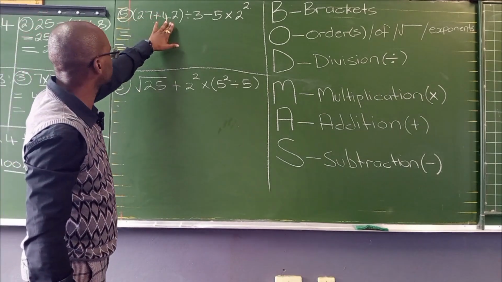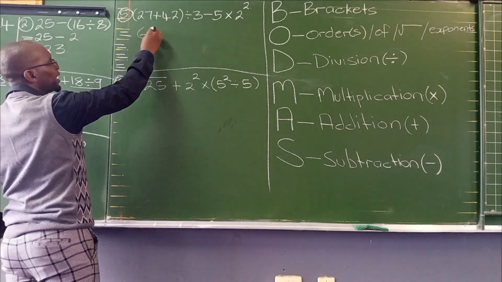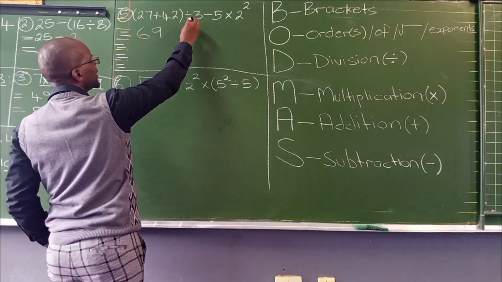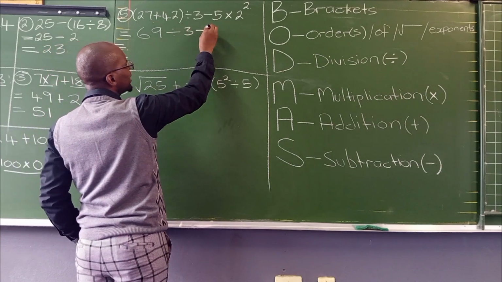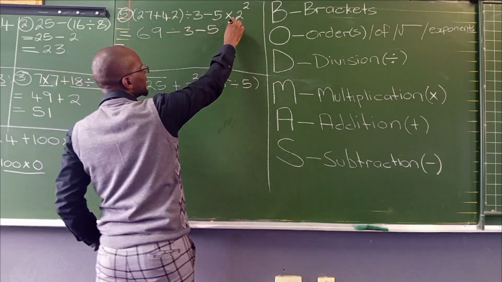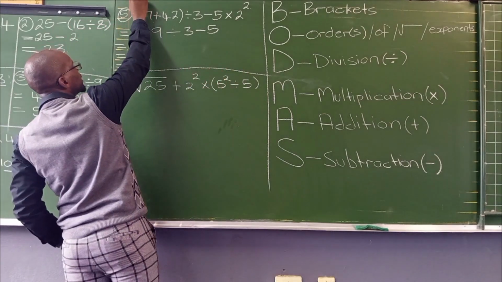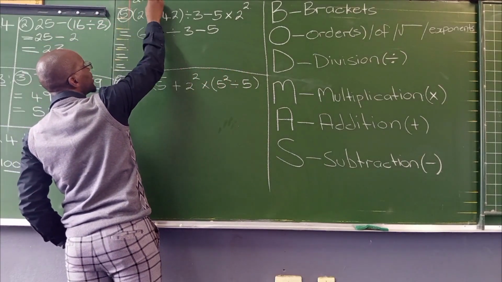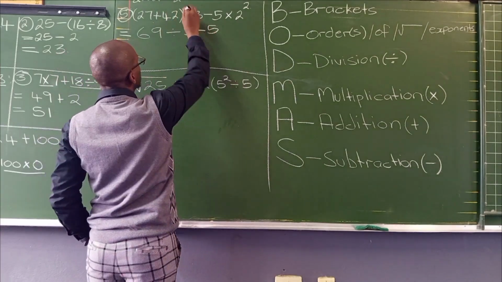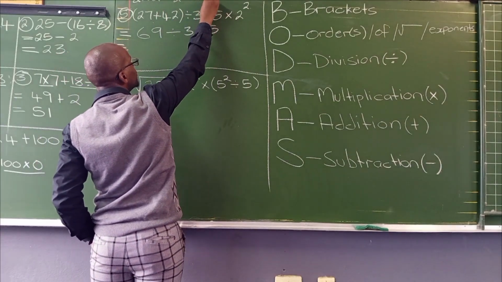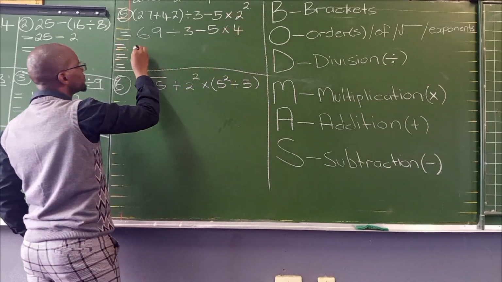So what is 27 plus 42? So we have 40, 50, 60, 67. We have 69. Divided by 3 now, minus 5, and if we were to write this out according to our exponential rules, this would be 2 multiplied by 2. And 2 multiplied by 2 will give you 4. So this means we're having multiplied by 4.